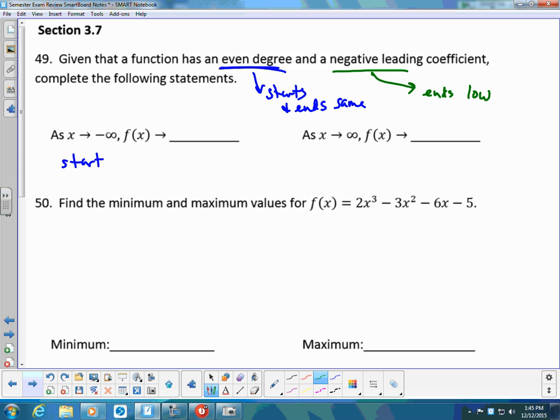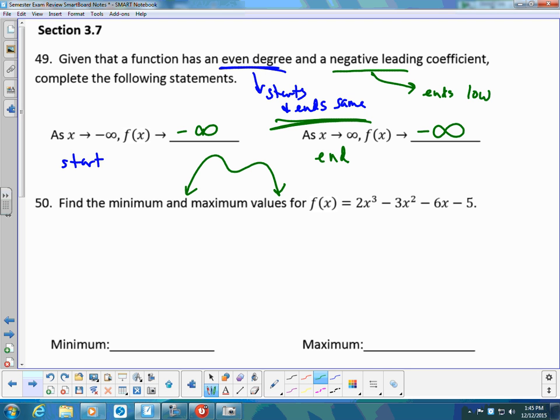As x approaches positive infinity means how does it end? Well, we just said it ends low. That means f of x is going to be approaching negative infinity. But we know that they start and end the same way. That means it must start not at positive infinity. It must start low also. So f of x is going to be approaching negative infinity. So the general shape is going to be starting low and ending low, something like this.